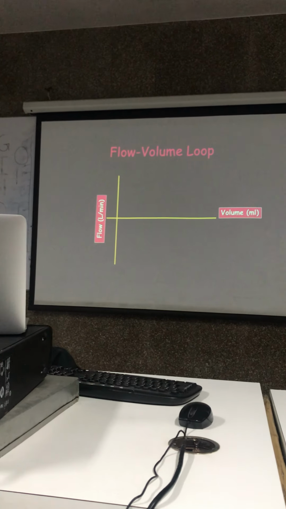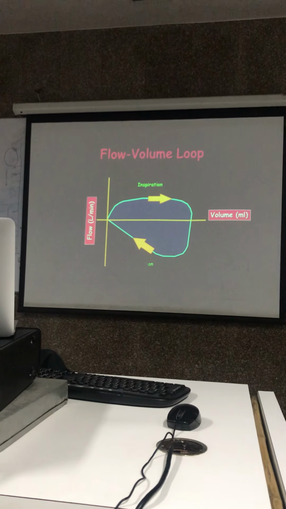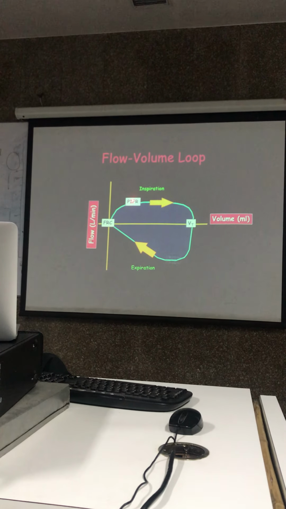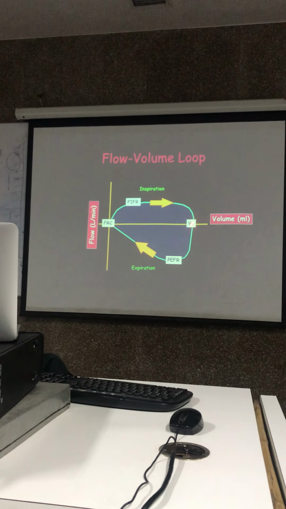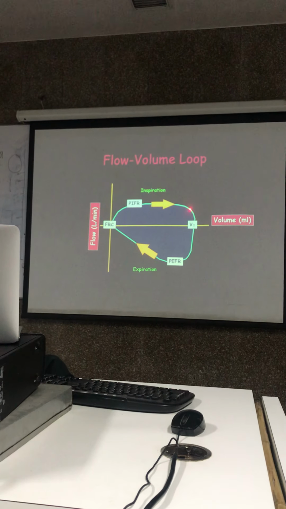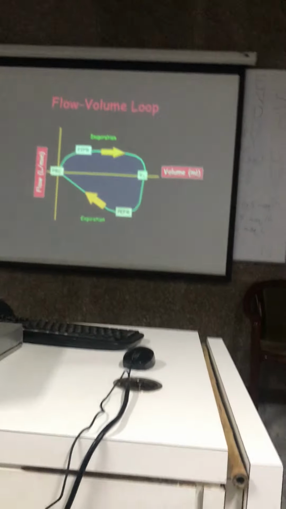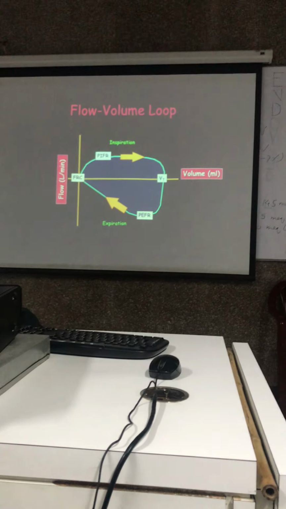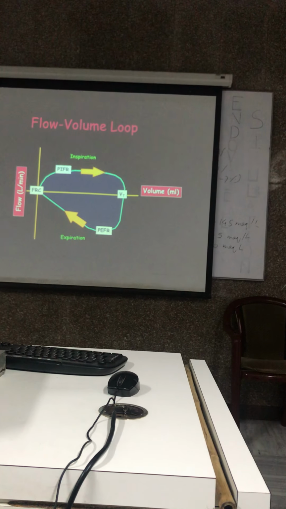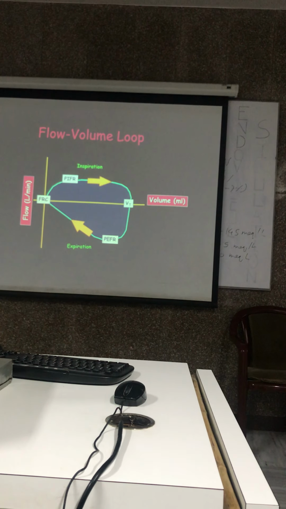When we come to the flow volume loop, you have the flow on the y-axis and the volume on the x-axis. You start with the functional residual capacity and you start inspiration. When you reach the baseline, that's the tidal volume at the end of inspiration. So this reflects the tidal volume, and this is the part of the expiration. In the inspiration there will be a peak inspiratory flow. So this area corresponds to the peak inspiratory flow, and this area corresponds to the peak expiratory flow. So this forms the flow volume loop.